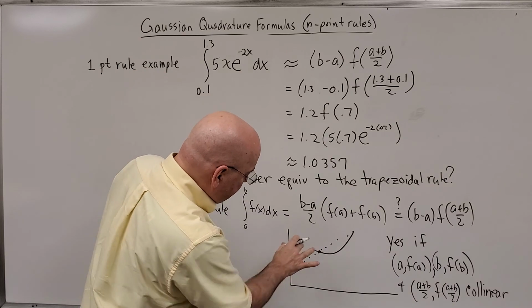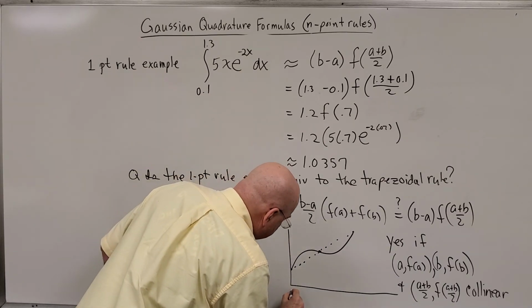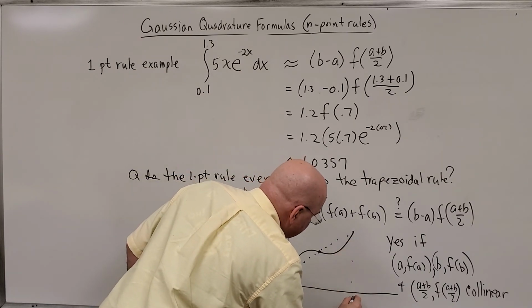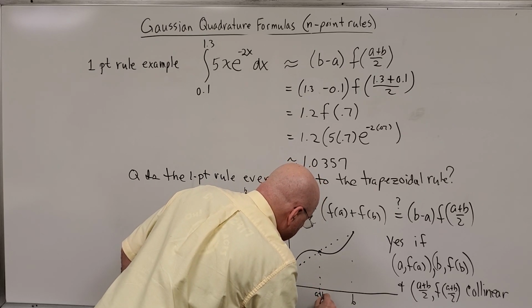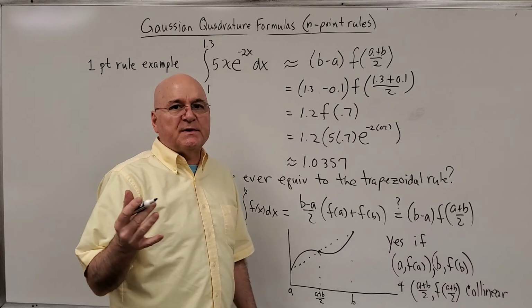So this is not a perfect diagram, but if that happens to be A, that happens to be B, and this is the midpoint, then these two methods will give you the same result.